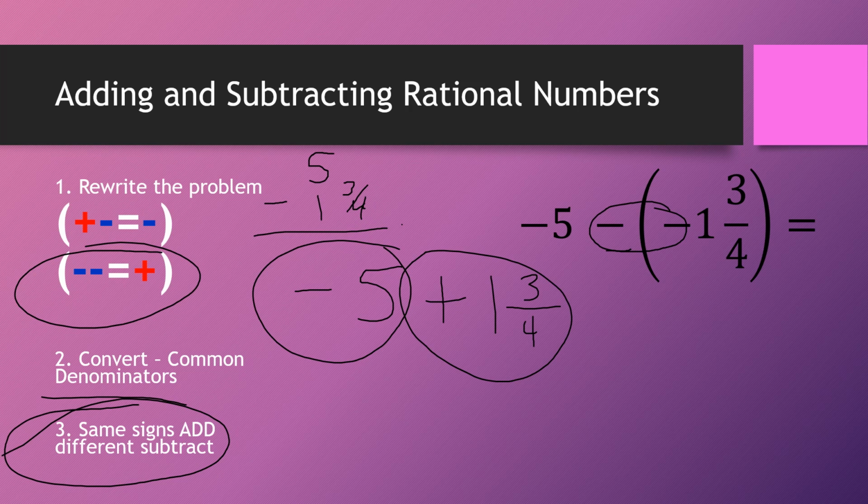So I know 5 is the same thing as 4 and 4/4. So 4/4 minus 3/4 gives you 1/4. 4 minus 1 is going to give you 3. So I know our answer is 3 1/4. And I know it's going to take the sign of the number with the greatest absolute value, which is negative 5. So our answer is negative 3 1/4.